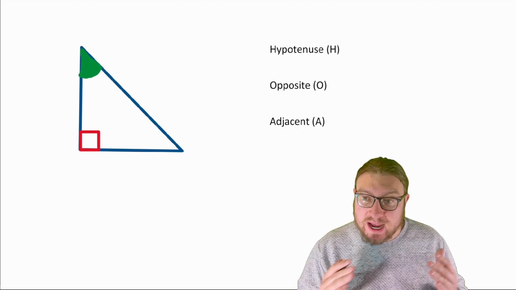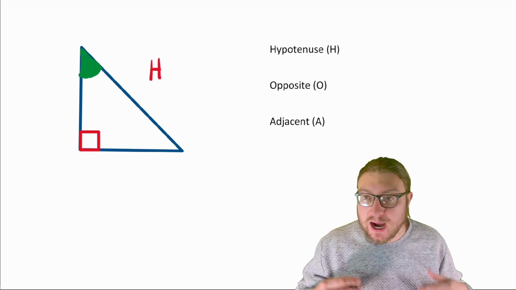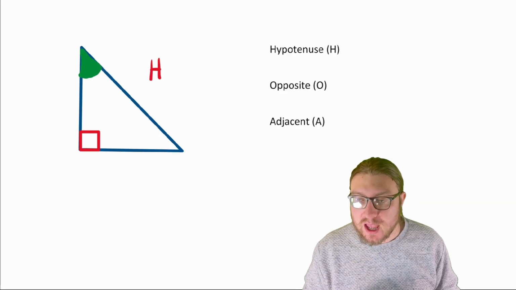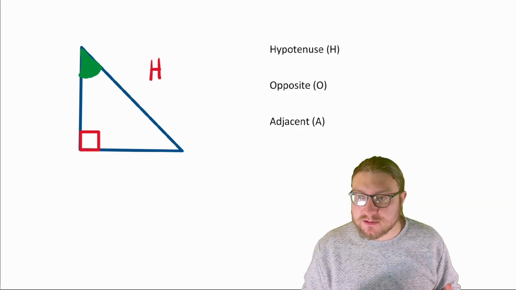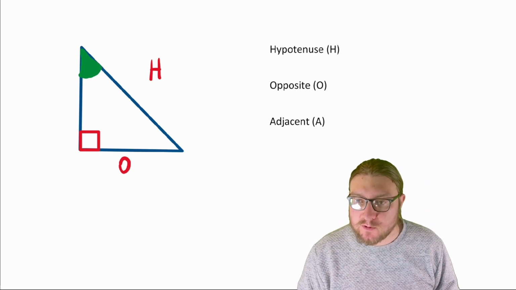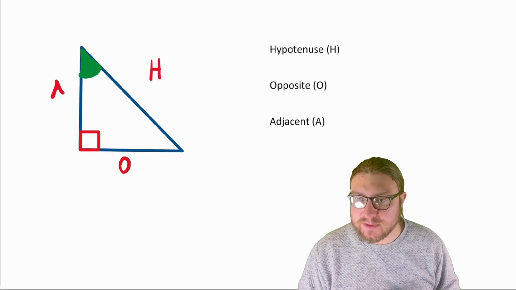If we now have the other angle in the same triangle, again, we need to start labeling our hypotenuse first, the side opposite the right angle. Then the opposite is the side that is opposite the angle that we're looking at, which is over here, and adjacent is next to the side, next to the angle.